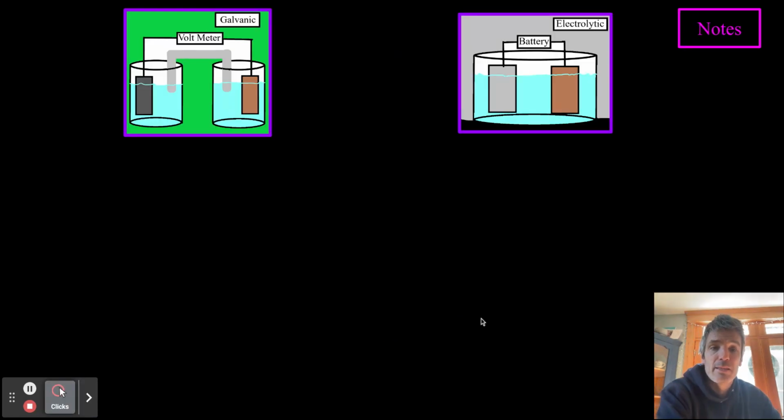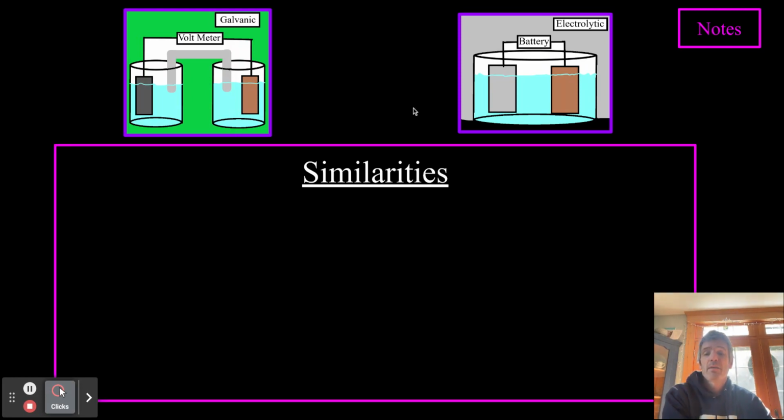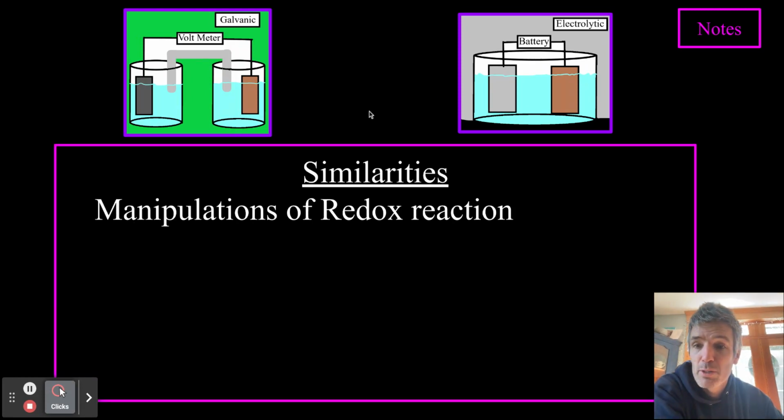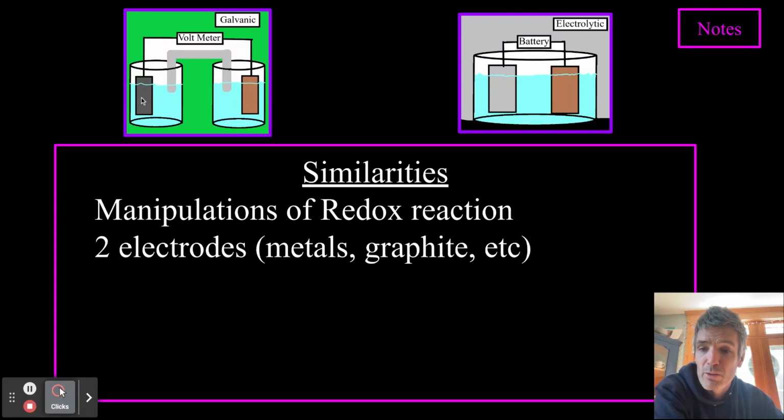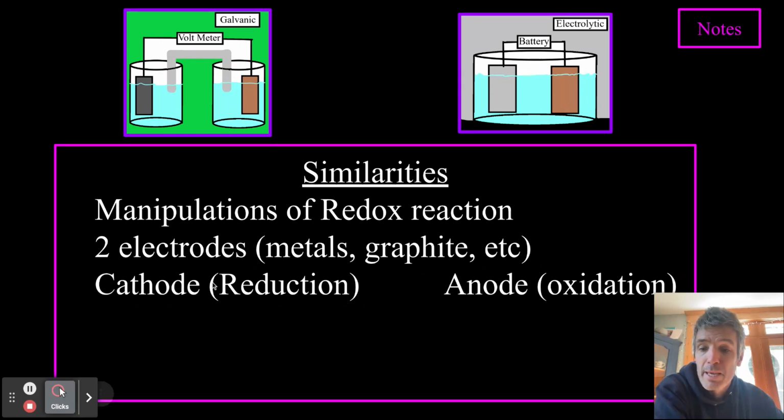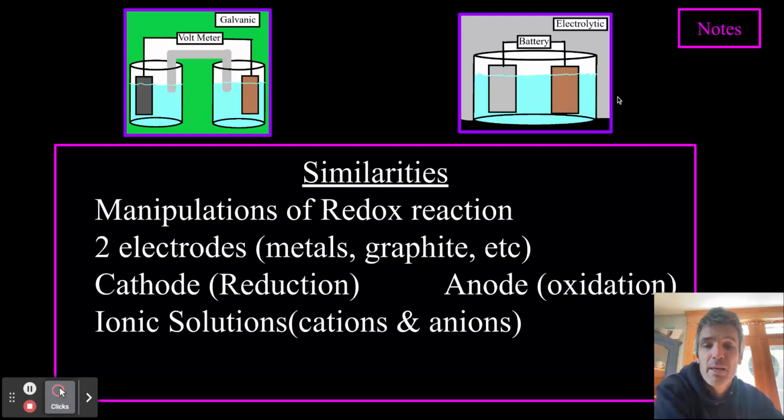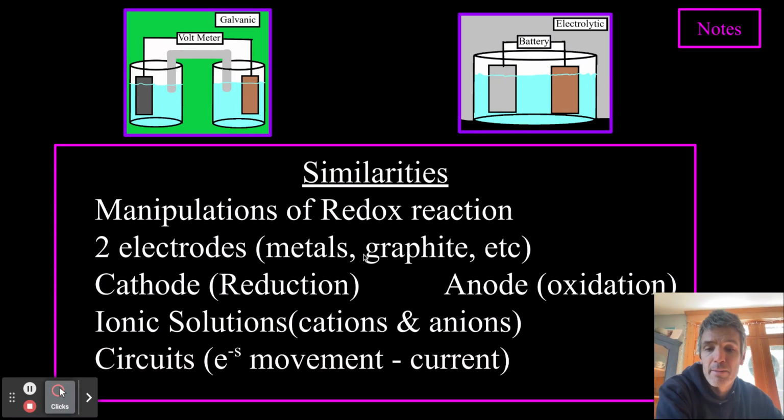So let's just highlight their similarities. Remember, the chemistry here that you can't see is a redox reaction. You've got your electrodes, those things there and there. The cathode is the reduction. The anode is the oxidation. And those last two things.